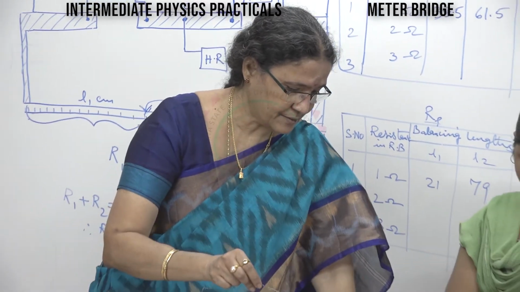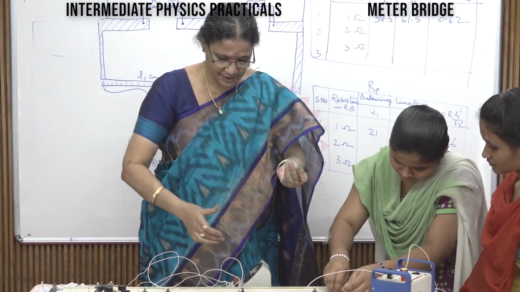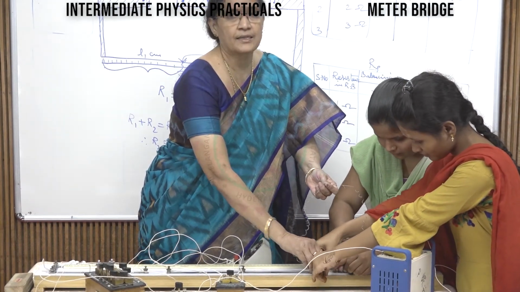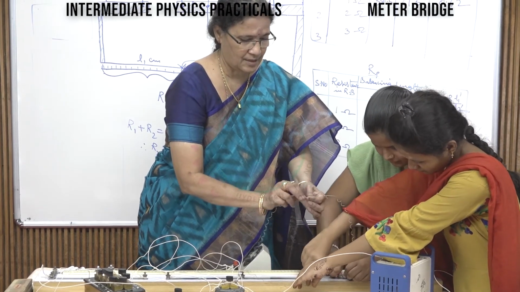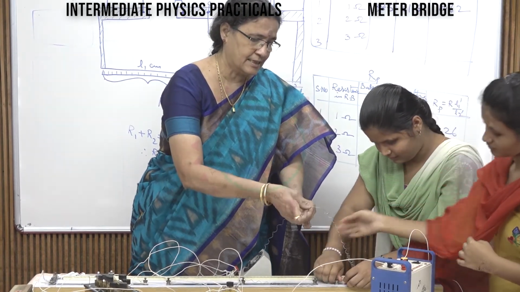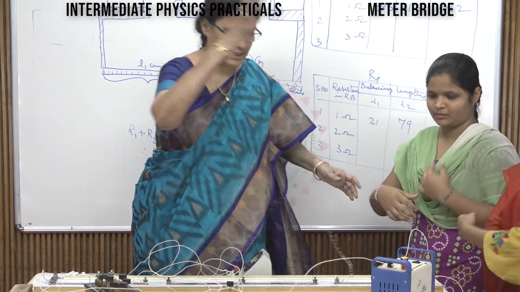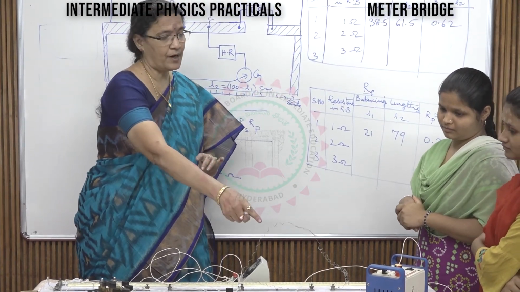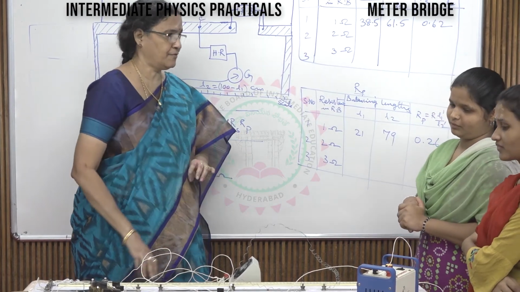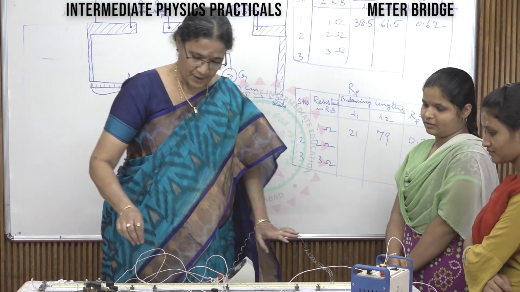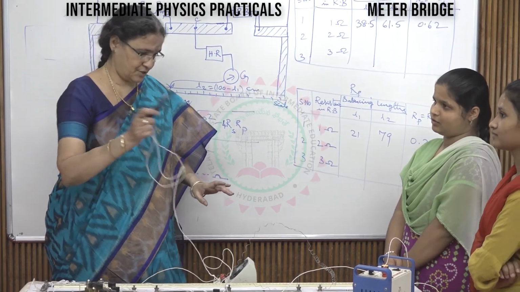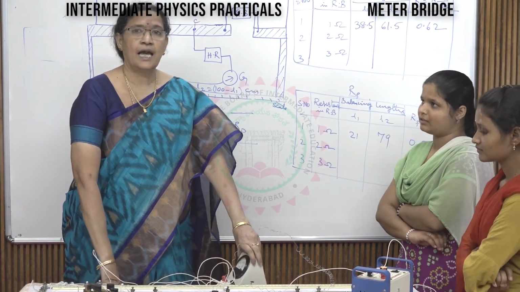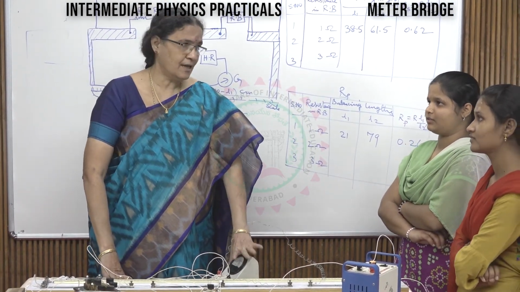One end you connect here. One end is connected to one binding screw and the other end to the other one. So what do we call this combination? This combination we are going to call the series combination. The starting point of the second wire is connected to the end of the first wire, and those two are connected here. So like we have done earlier, using this jockey, you press at various points till you get zero deflection in the galvanometer.